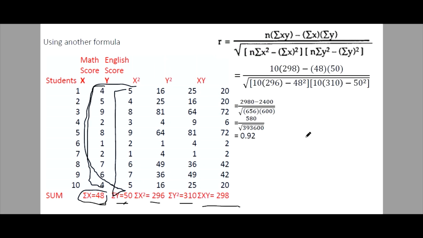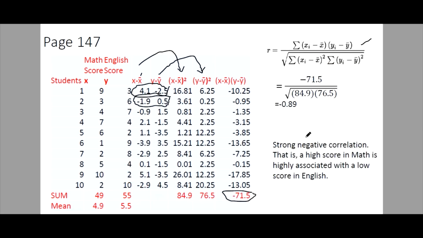Previous examples, it's positively correlated. So it means that when you have a high score in math, then of course you have a high score in English. But this one is the opposite. So again, you may use either of these two formulas.